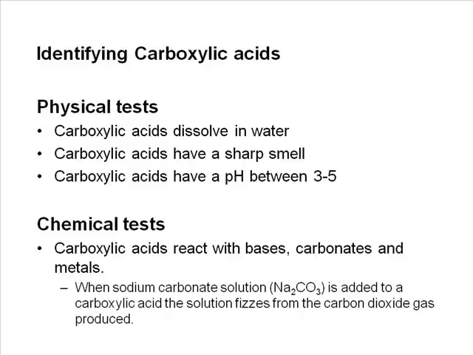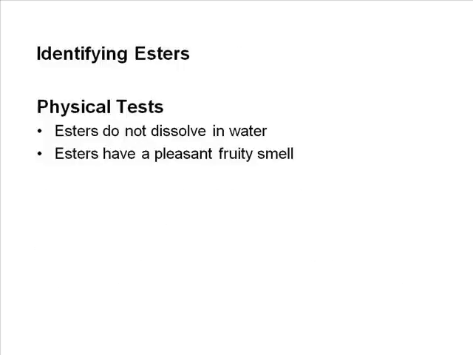Carboxylic acids. Carboxylic acids are the second one that dissolve in water. There's only two that dissolve in water, carboxylic acids and alcohols. They have a sharp smell, remember that. They have a pH between 3 and 5. These are physical tests, the first few. They usually want you to tell them about chemical tests. So the chemical test, if you take a carboxylic acid, you can react it with a base, a carbonate or a metal. Specifically, they're usually asking for sodium carbonate or calcium carbonate, and it gives bubbles, carbon dioxide bubbles. That's the test, and that will show you've got an acid.